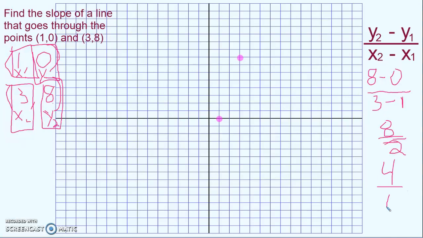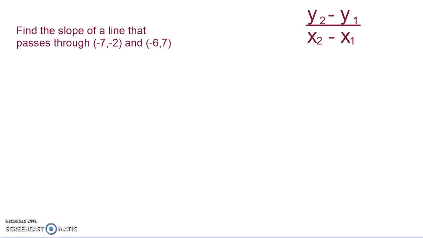Both positive. So I'm just going to show that when we have this point 1, 0 right here, and we have the point 3, 8 right here, that if we do go up 4 over 1, so 1, 2, 3, 4 over 1, there would be a point that's right there. And then from that point, if we again go up 4, 1, 2, 3, 4 over 1, then you can see that we do get to that point, and so this is indeed the slope of this line. So now let's do some more practice.